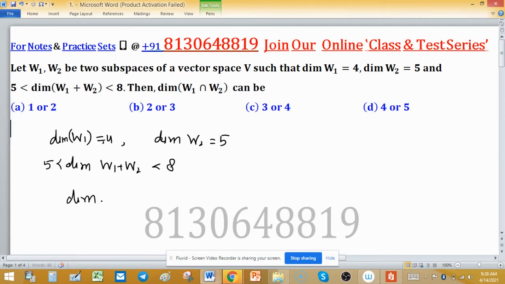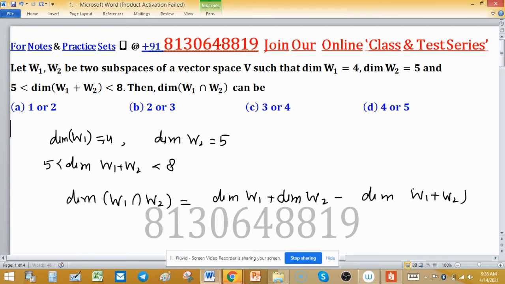the dimension of the intersection is equal to the dimension of W1 plus the dimension of W2 minus the dimension of W1 plus W2. This is the rule, or you can say formula. As the dimension of W1 is 4 and the dimension of W2 is 5, minus the dimension of W1 plus W2.